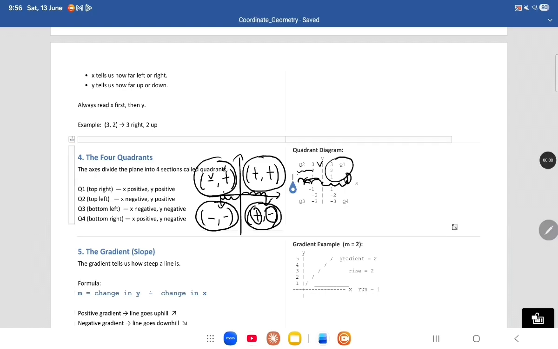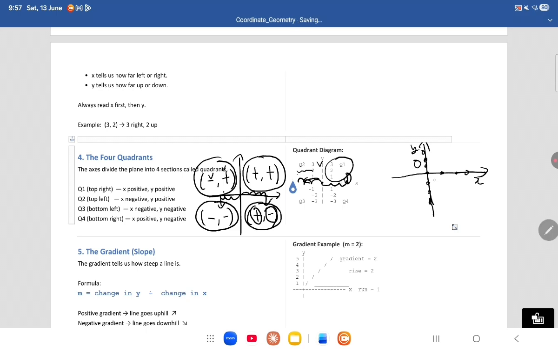And then I forgot to mention there are points on the axes. Let's say the x-axis. There could be some points on the x-axis. Same goes for the y-axis as well. These points are not in any quadrant. They are on the boundary. The axes themselves don't belong to a quadrant.